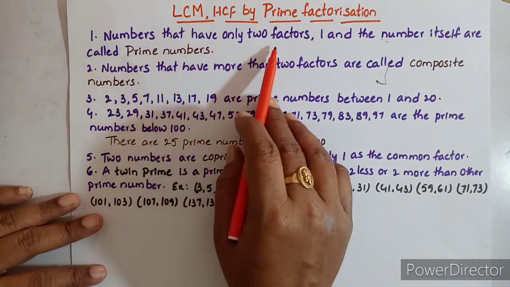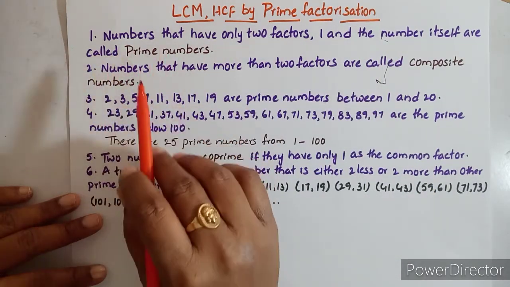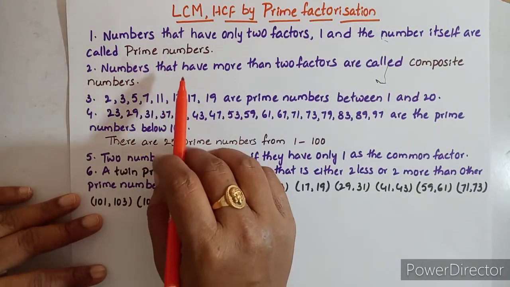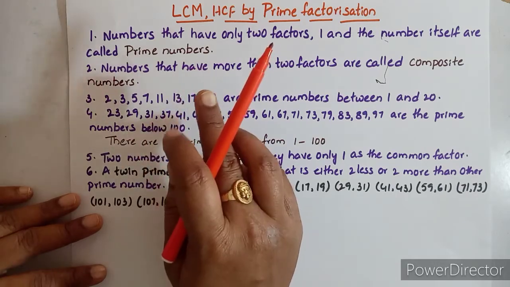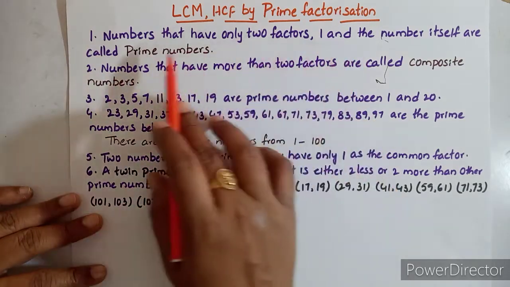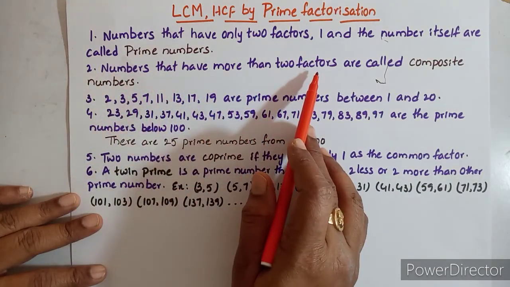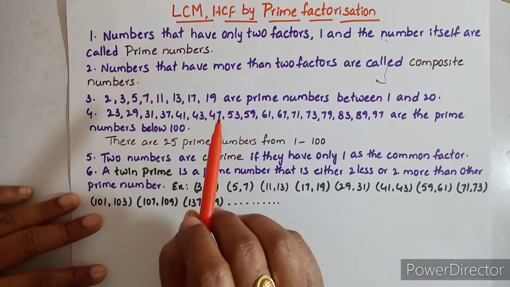Numbers that have only two factors, 1 and the number itself, are called prime numbers. That means these numbers are divisible by only two numbers, that is 1 and the number itself. Such numbers are called prime numbers. And numbers that have more than two factors are called composite numbers.